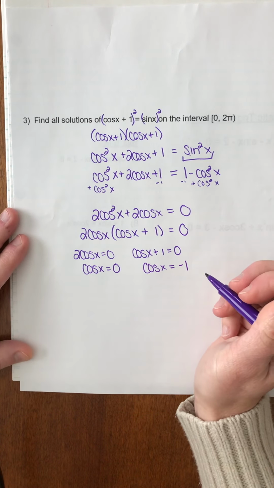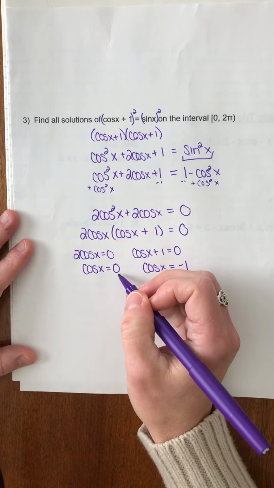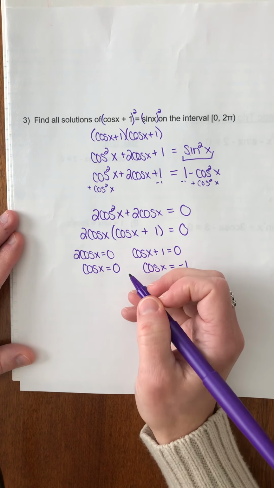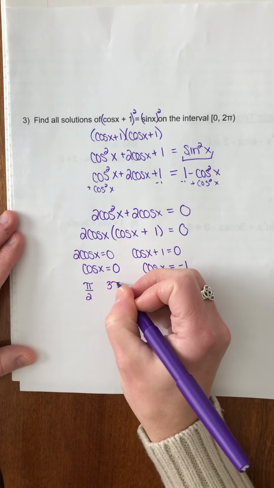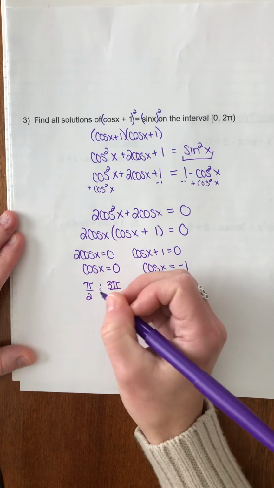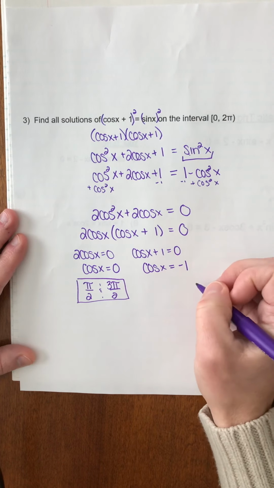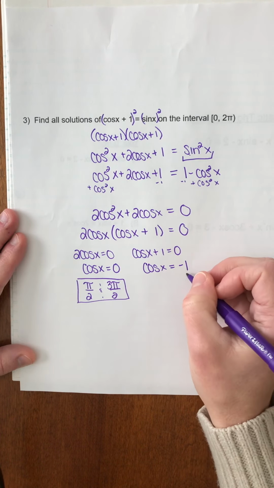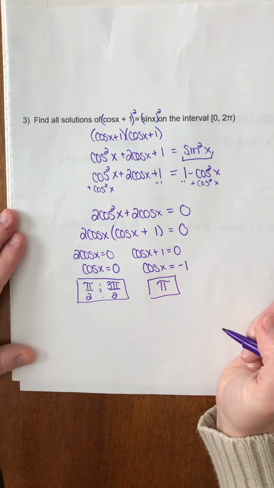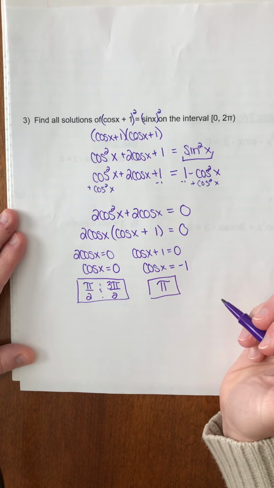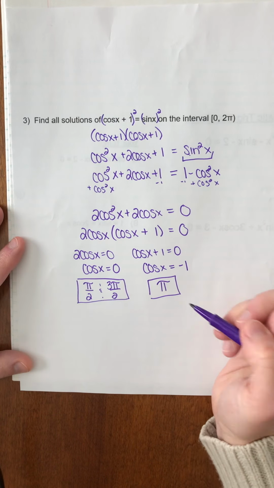So now this is rewinding back to the unit circle, and we say, where does my x value equal 0? And my x value equals 0 at 2 locations on the unit circle, and that is pi over 2 and 3 pi over 2. So we have 2 locations from that solution set, and where does my x value equal negative 1 on the unit circle? And that's at pi. So this equation has 3 solutions, and it is pi over 2, 3 pi over 2, and pi.